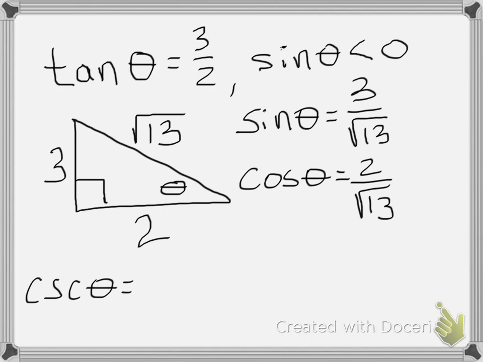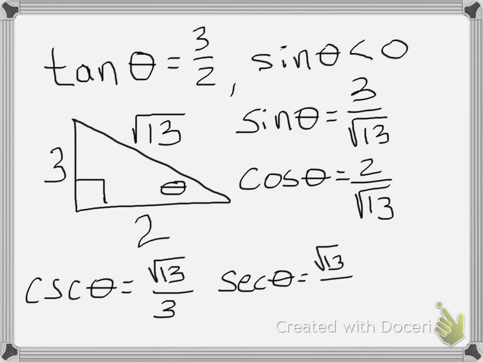If you recall, the cosecant is really just 1 over the sine of theta. So basically take the sine of theta and flip it. It's the reciprocal of that fraction, so that's going to be radical 13 over 3. The secant of theta is going to be 1 over the cosine, so that's going to be radical 13 over 2. And then finally the cotangent of theta will be the reciprocal of the tangent, so that's going to be 2/3.